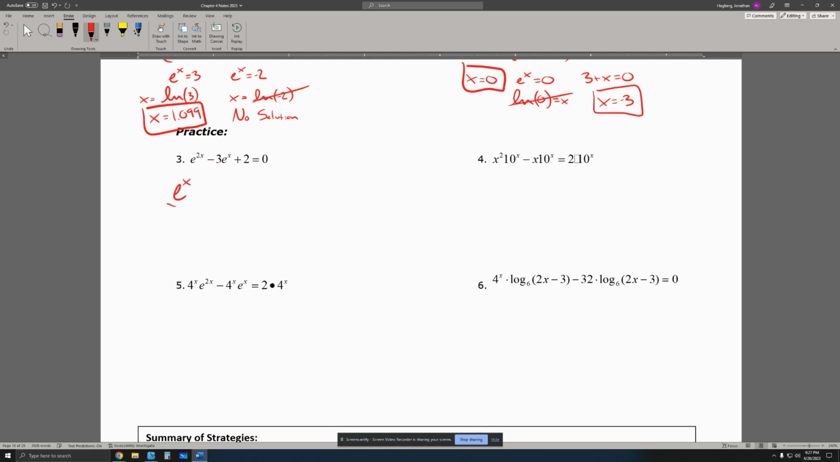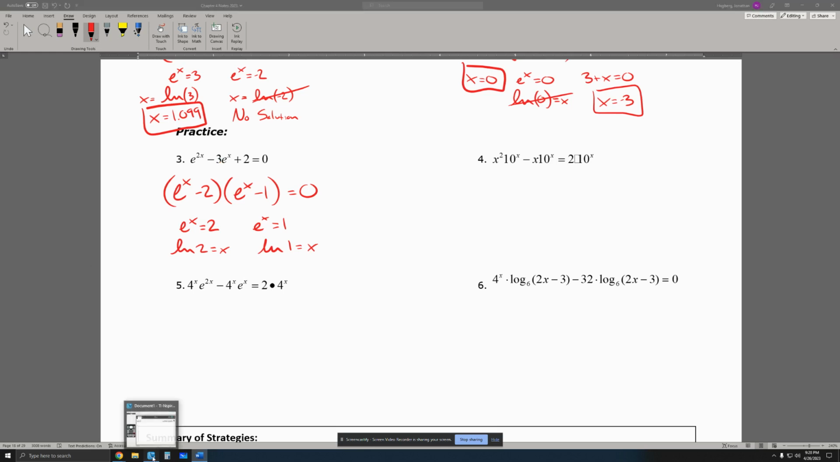So this factors to (e^x - 2)(e^x - 1) = 0. And so we set each of these equal to 0. So we get e^x = 2, e^x = 1, or the natural log of 2 = x, or the natural log of 1 = x. And in fact, both of these are solutions.